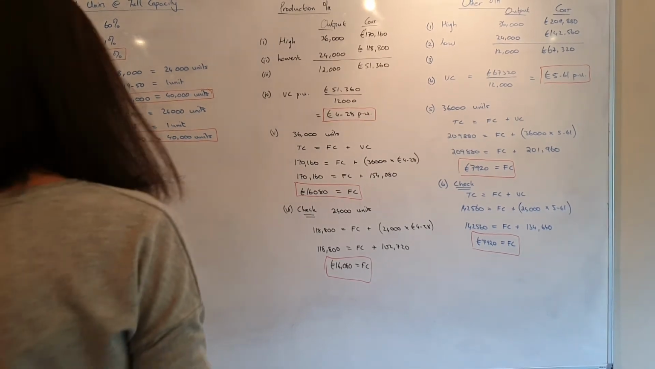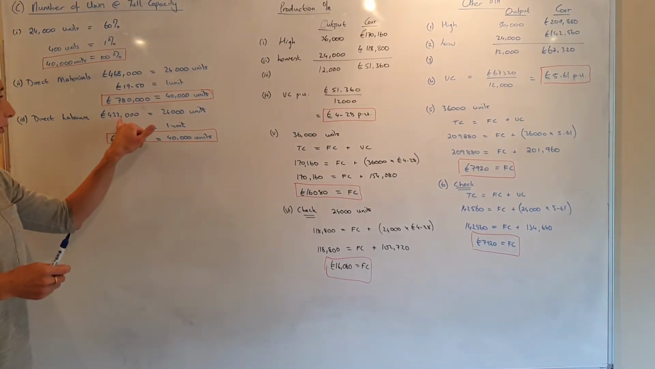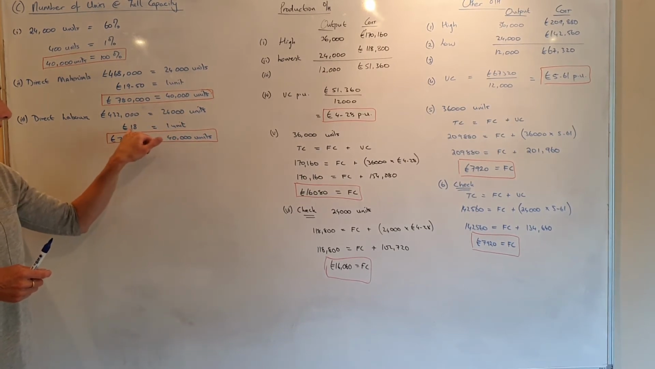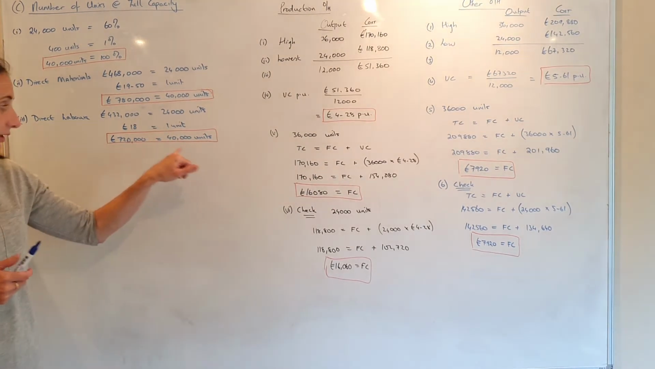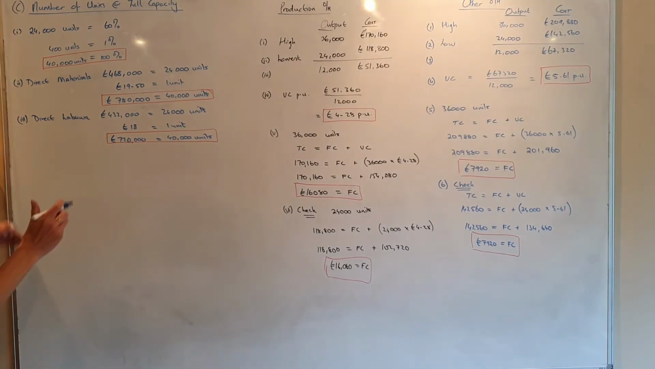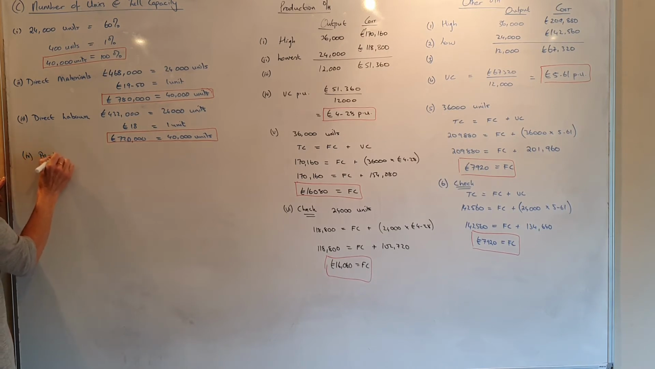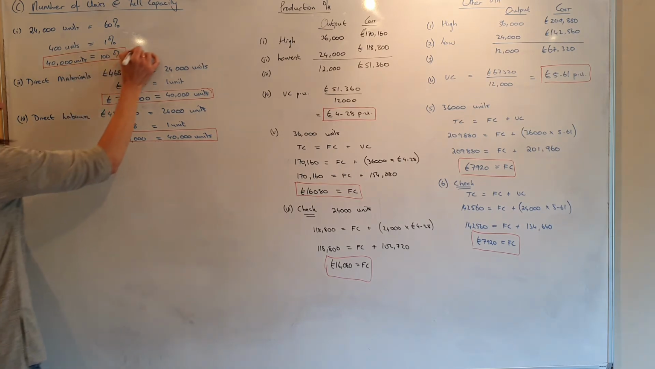Okay, so let's look at your direct labour. 432,000 is equal to 24,000 units. So 1 unit is equal to 18. We're going to be making 40,000 units. So your labour is 720,000. Now part 4, we want to work out our production overheads. Now remember, we're looking for all of these for 40,000 units because that's our full capacity.